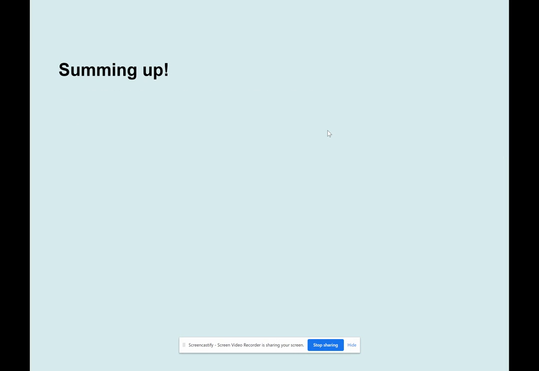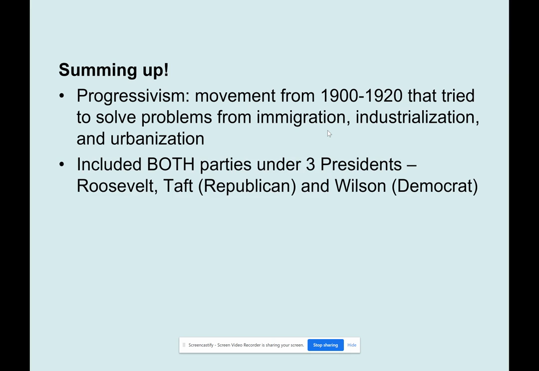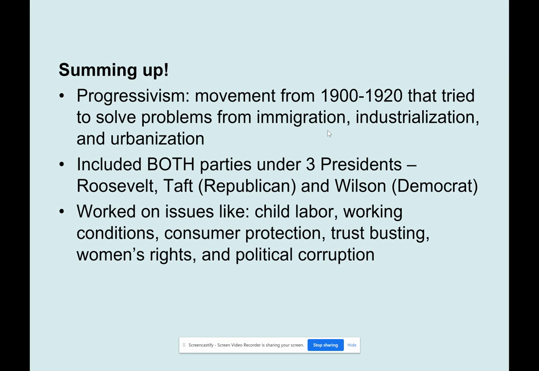Okay, here we go, summing up. So major parts of progressivism. This is a movement from 1900 to 1920 that tried to solve problems from immigration, industrialization, and urbanization. If you think about progressivism, that's what you should think about, right? They're trying to fix all this stuff. It included both parties, as we mentioned, 3 presidents, Roosevelt, Taft, Republican, and Wilson, Democrat.